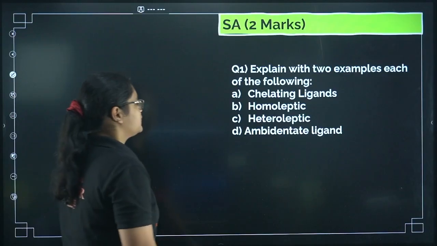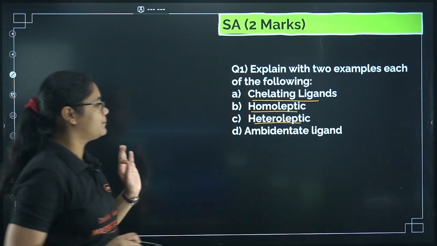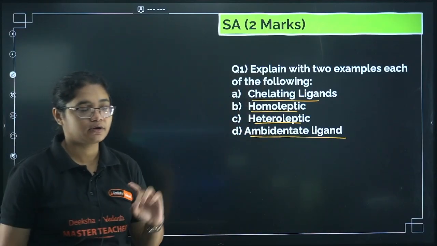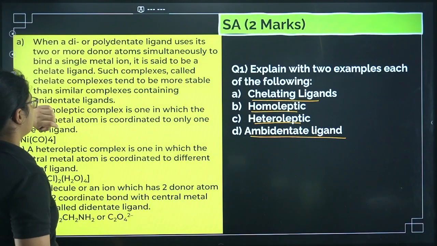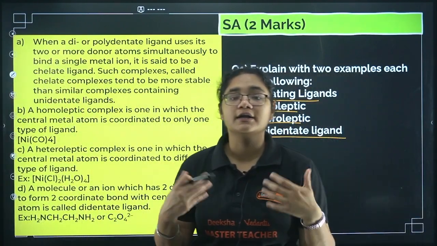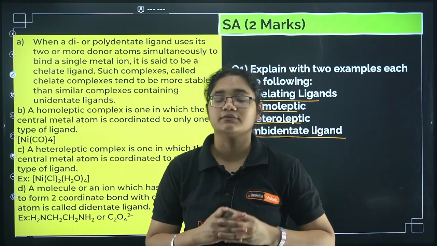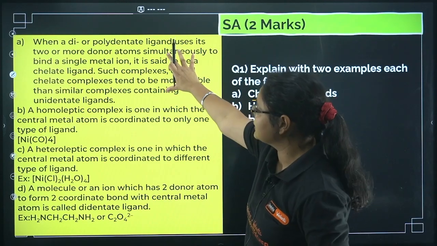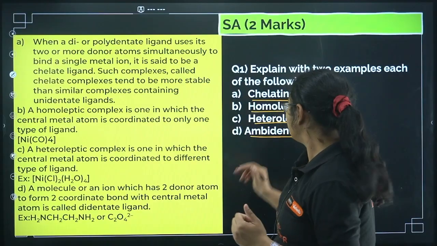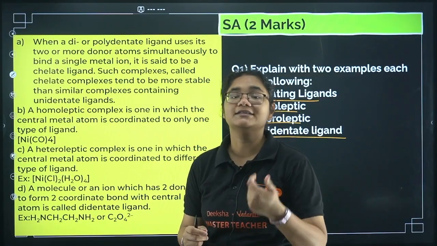The first question here: there are some definitions that you should be preparing. What is a chelating ligand? What is a homoleptic ligand, heteroleptic, and ambidentate ligand? These 4 definitions are very, very important. You should prepare that. So I've given here definitions. So what is a chelating ligand? When you have one ligand which is having more than one donor site, and it forms a cyclic structure with the metal, that is called a chelating ligand. Next, homoleptic ligands. If all the ligands are equal, then it is homoleptic. Next, we have heteroleptic. If we have different ligands attached to the one metal, then it is heteroleptic.